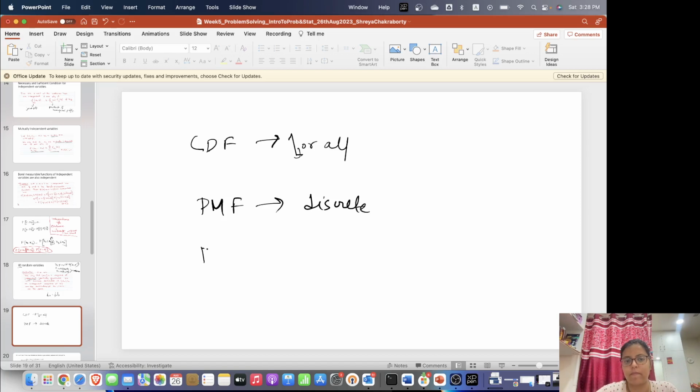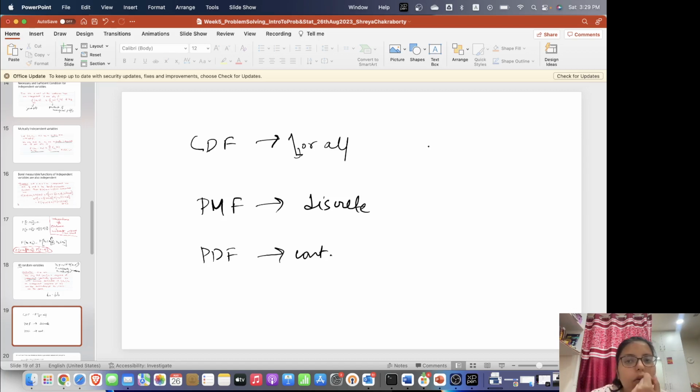Okay. Then when we write PDF in terms of CDF, we take PDF equal to the derivative of CDF. How can we do that for discrete variables? So you want to find out the CDF.